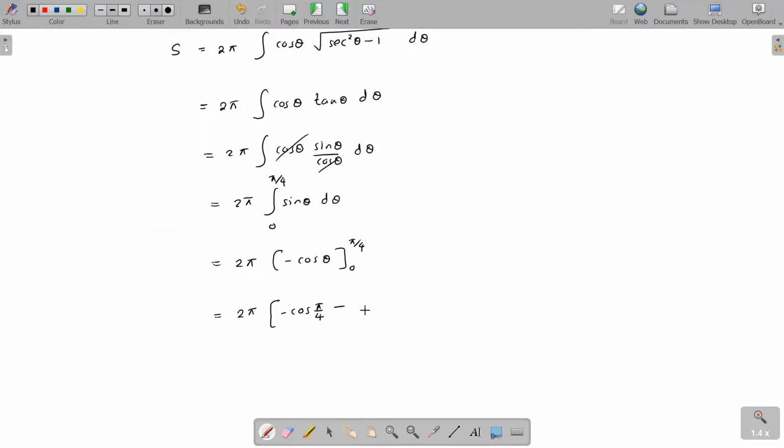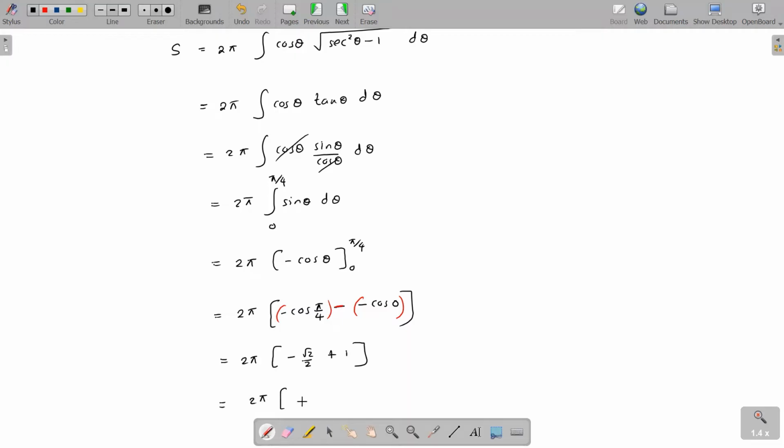Minus cos pi over 4, in the middle minus again, minus cos 0. Do you see? Because we had to input the limits. In the middle there is a definite minus sign, right? Minus cos pi over 4, in the middle minus again, and then minus cos 0. So we get here 2 pi times minus cos pi over 4 is minus root 2 over 2, minus minus is plus, cos 0 is 1. Do you agree with me?